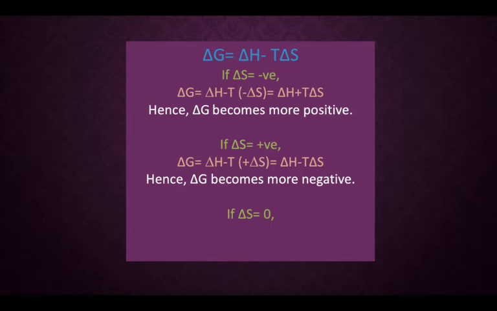So finally, if delta S is 0, we substitute this 0 value in the free energy equation. So this entire term becomes 0. So what happens? Delta G becomes equal to delta H, or in other words, delta G becomes independent of temperature.